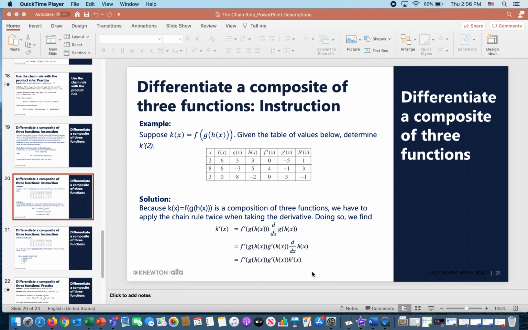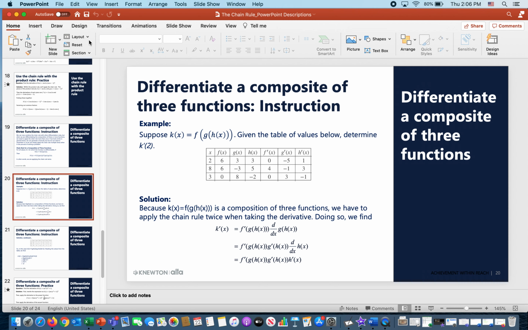So it's possible you're going to come across a problem like this in Newton, and I just wanted to go through one to make sure that you're comfortable and you've seen it before. It's always nice to have somebody else walk through these with you. So let's take a look at this one. Differentiate a composite of three functions. And this one, we're getting information from a table, okay?